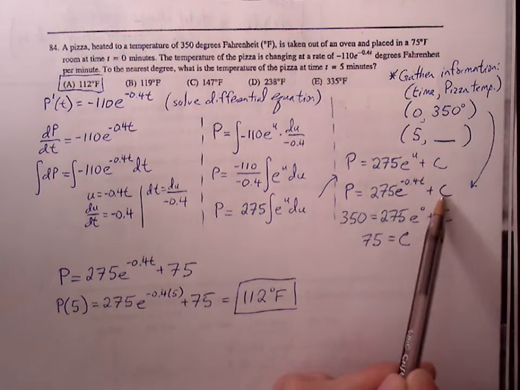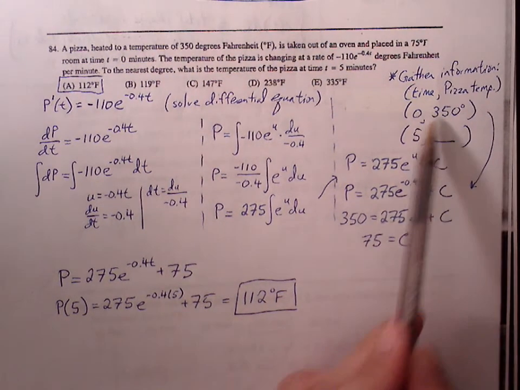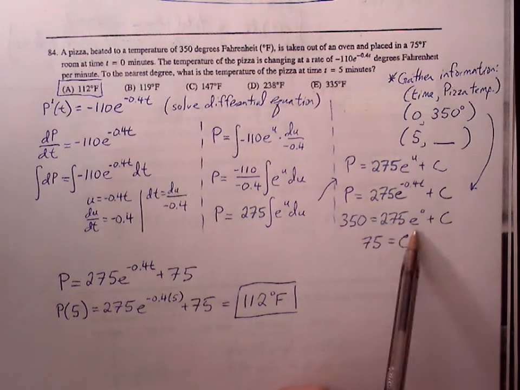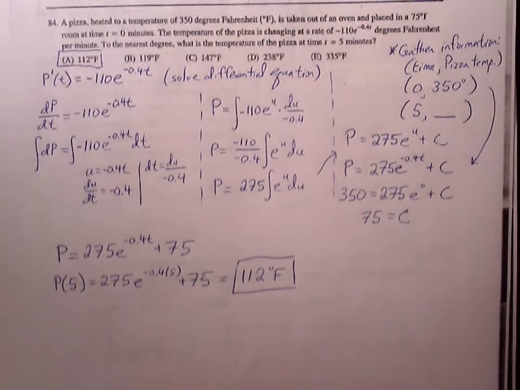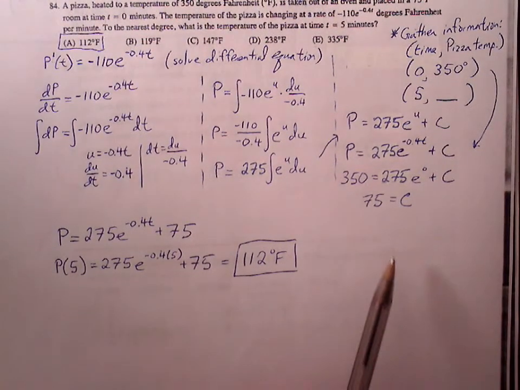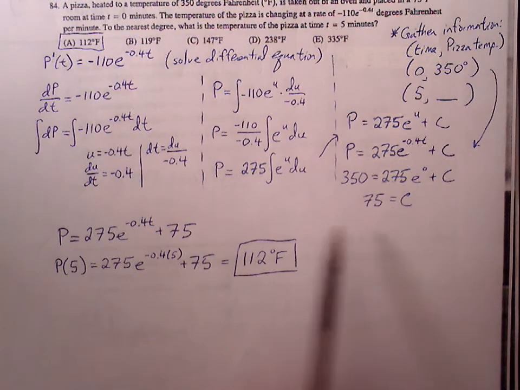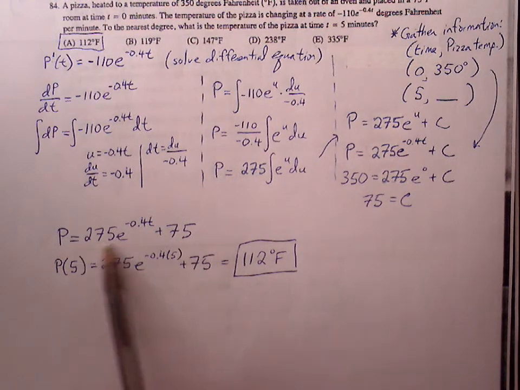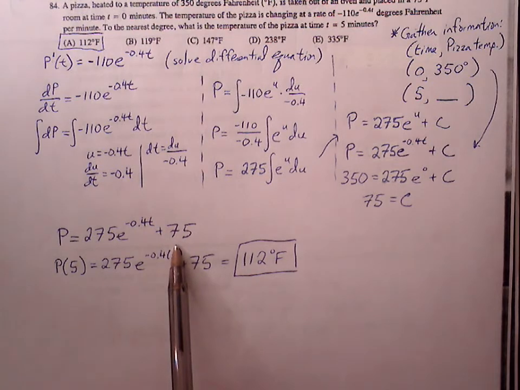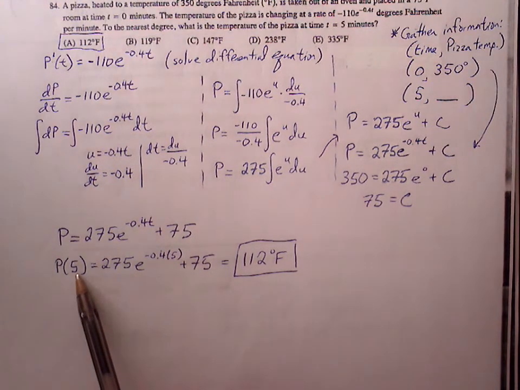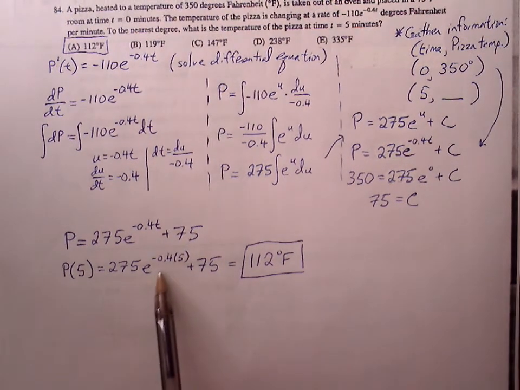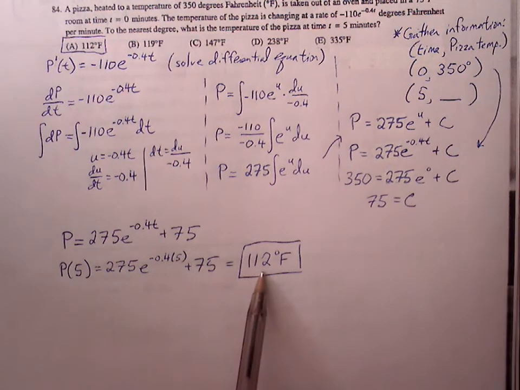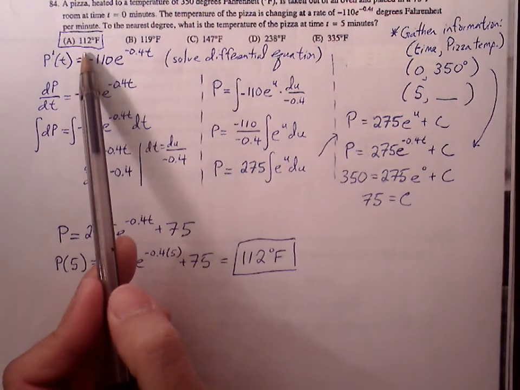And I'm going to solve for c. So to solve for c, I'm going to plug 0 in for t, 350 in for p, and 350 equals 275 plus c, so c is equal to 75 after I subtract 275 from both sides. So that updates my general temperature equation to a specific temperature equation. Now that I have this information, I can figure out the temperature of the pizza at 5 minutes in. So plug 5 in for t, use the calculator to simplify, and this reduces down to 112 degrees Fahrenheit. Answer choice A.